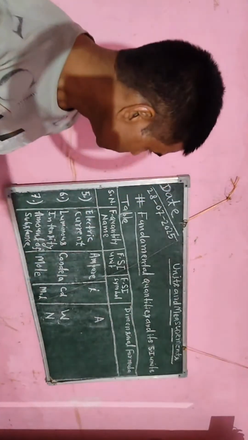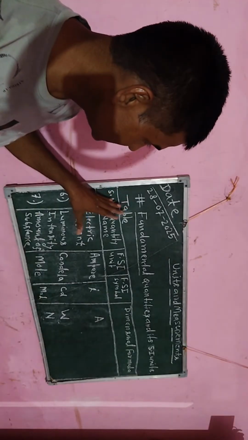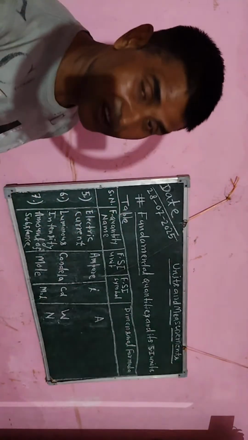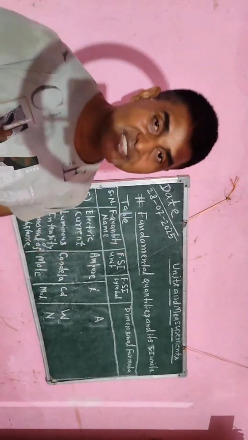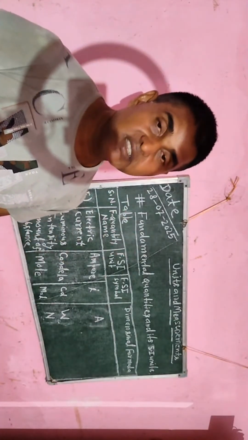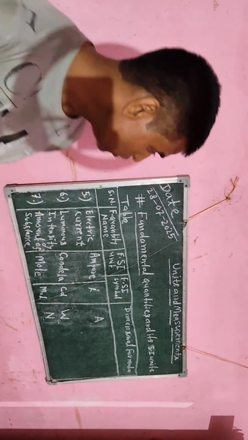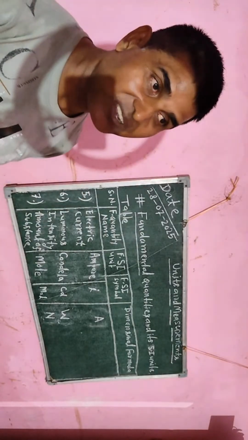Okay student, so this is the one piece of information I have already explained, and this is important for you because this is the fundamental quantity, SI unit and also its dimensional formula. So all the information you have to explain in detail.